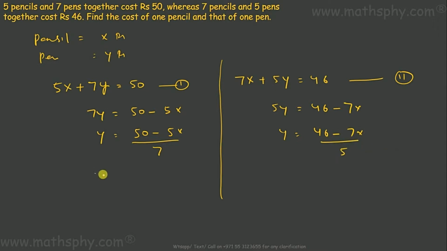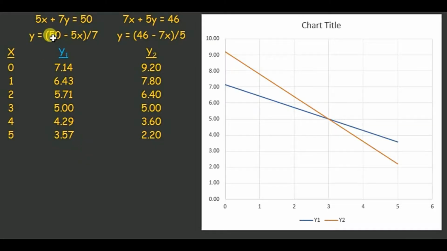So I have these y values. Let's put them into the graph. So I have this equation 5x plus 7y is equal to 50, which gave me y is equal to (50 minus 5x) over 7, and this equation 7x plus 5y equals 46, which gave me y is equal to (46 minus 7x) over 5. Now I have these x values here, smaller values from 0 to 5.